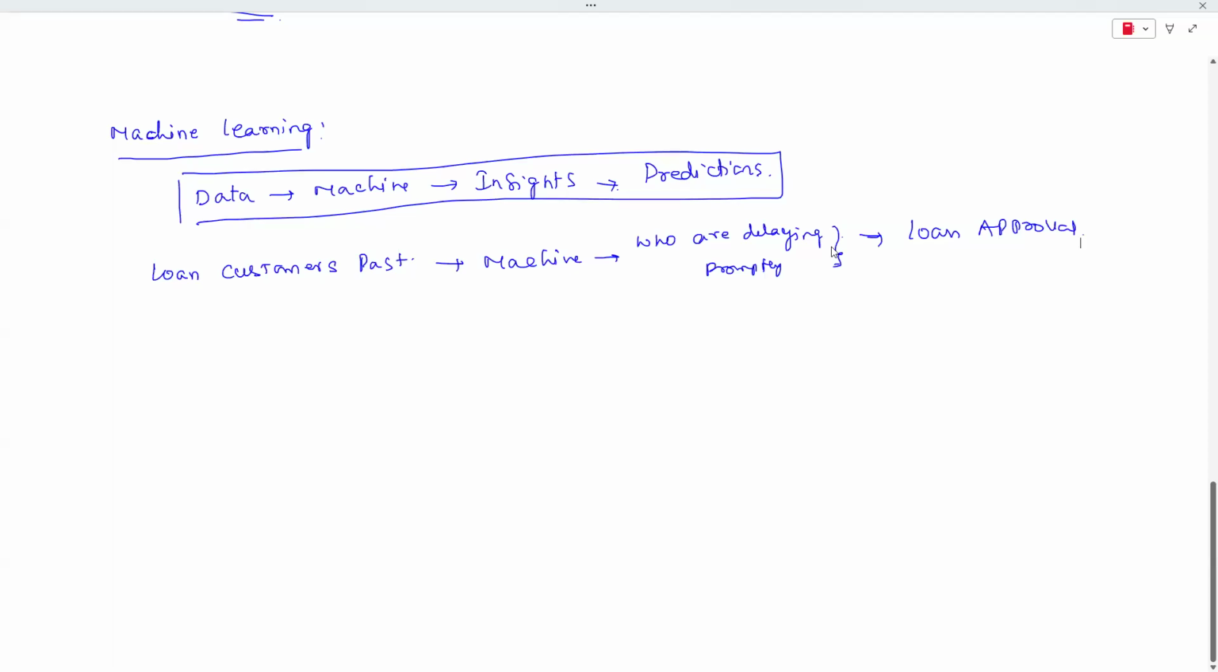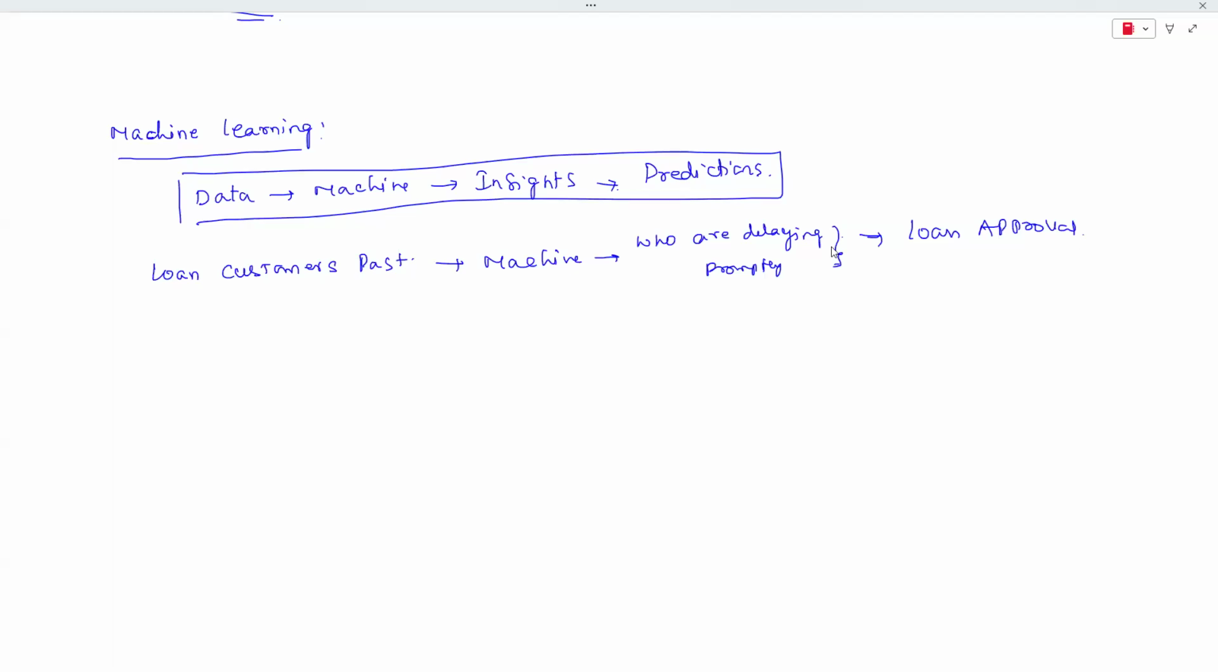Simply put, study the past customers' data, those who have taken loans and who have repaid promptly or not. Study the data and we'll get some insights: who is delaying, who is paying the EMIs promptly. All these things will tell you the story behind the data. Based on that, whenever a new customer comes for a loan, we can immediately predict that this customer has an 80% chance of paying the EMIs promptly. So give the loan.